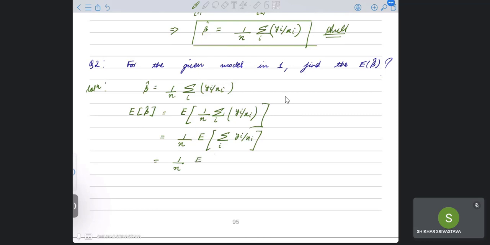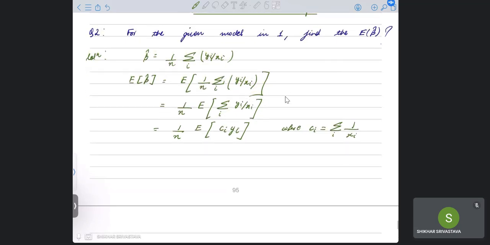You can write this as the expectation value of summation ci yi, where ci is 1 upon xi. Now you can take this expectation inside, since your yi's are independent, and it will become this.